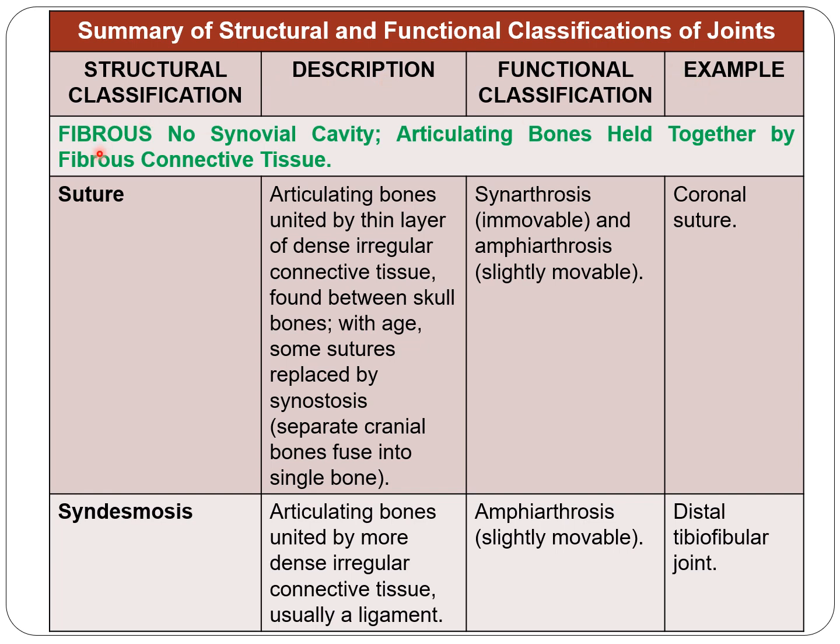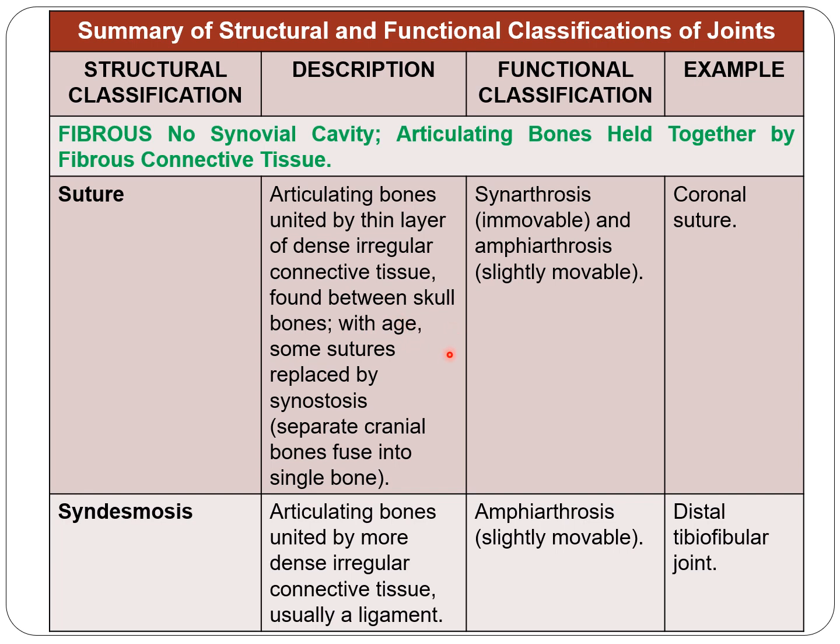First of all, we will be discussing about fibrous joints. Fibrous joints do not have a synovial cavity. The articulating bones are held together by fibrous connective tissue. The first type of fibrous joint is a suture. Articulating bones are united by a thin layer of dense, irregular connective tissue found between skull bones.